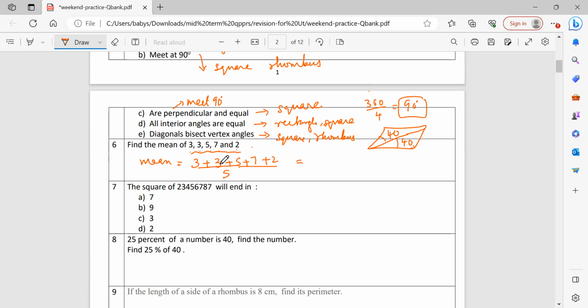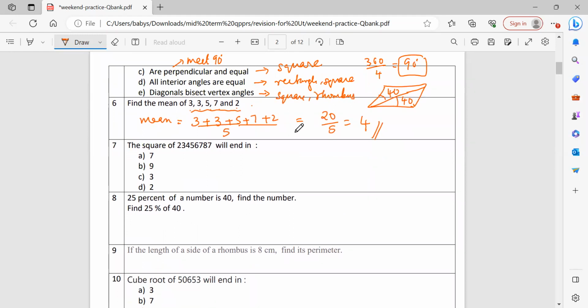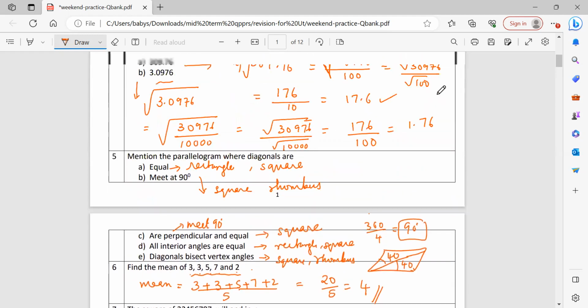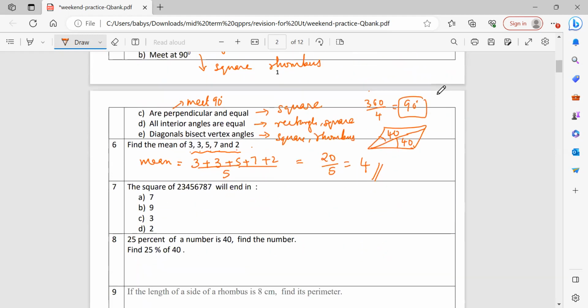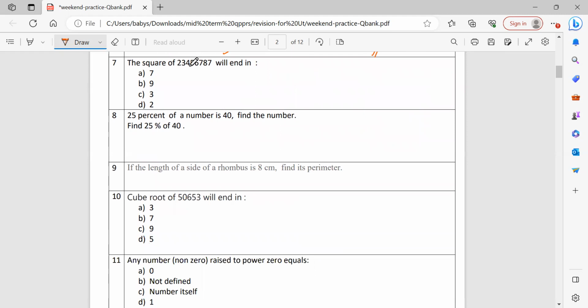3 plus 3 is 6 plus 5, 11. 11 plus 7 is 18 plus 2 is 20. And 20 divided by 5 will give me 4. So the mean is 4. If it were to be asked in an MCQ, you'll have 4 options. You'll have to choose the correct option. And a lot of this can be worked out mentally. You can solve it with very minimal steps. And remember in MCQs, as I told you, you just need to write the correct option and nobody is going to check your working.